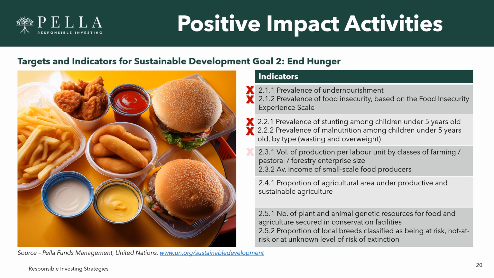reduce malnutrition. Fast food has no impact on small farm productivity or income, and if anything, it has a negative impact on sustainable food production. Finally, fast food does not contribute to the diversity of plant and animal genetics or reducing the proportion of local breeds classified as being at risk. Consequently, this fast food business does not satisfy any of the End Hunger indicators, meaning it does not satisfy the End Hunger goal. This example helps to demonstrate that we should evaluate activities against sustainable development indicators to ensure they result in a truly positive impact.